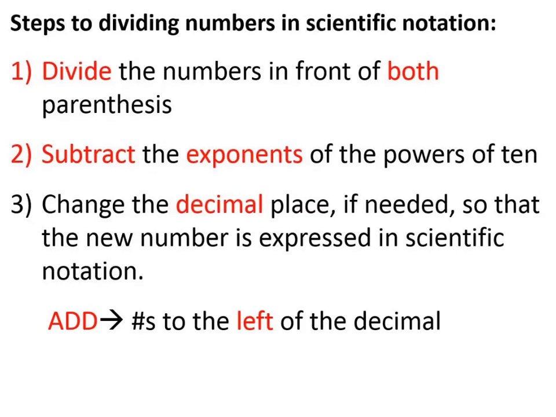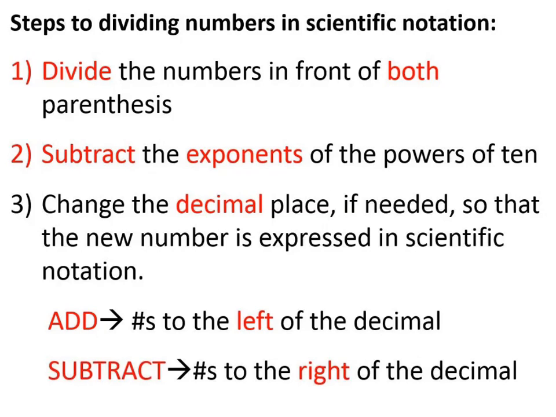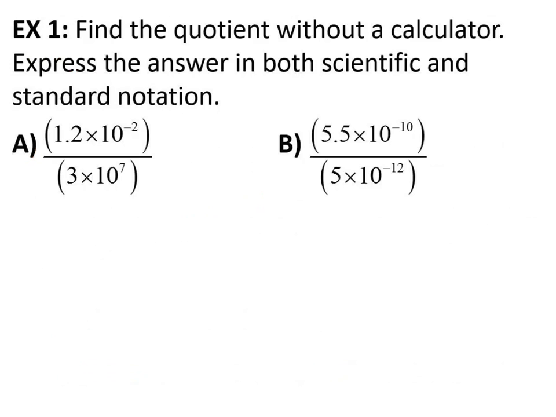If we need to move our decimal place to the left, then we're going to add to the exponents. If we have to move our decimal place to the right, then we subtract. So for example, using those steps, the very first thing here is we notice it says find the quotient without a calculator, and we need to express it in scientific and standard notation. Standard notation is just a number.